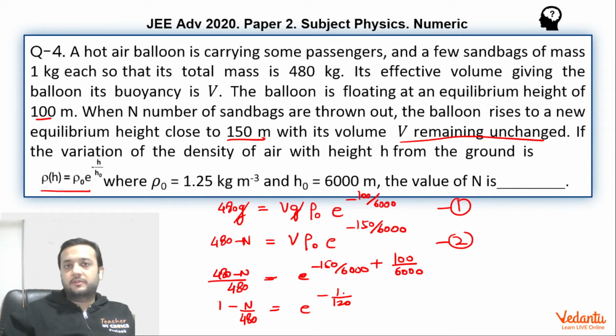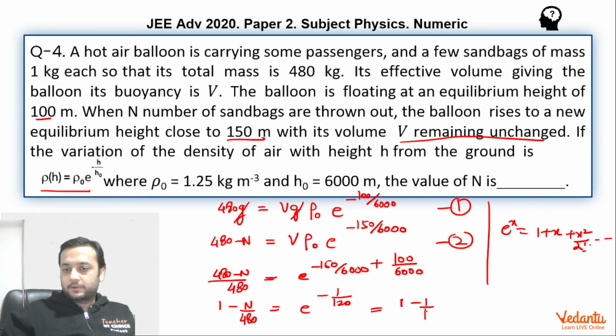Now this we can expand using the expansion of e to the power x. Since minus 1 by 120 can be considered a very small quantity, what is the expansion of e to the power x, by the way? e to the power x is 1 plus x plus x square by 2 factorial and so on, right? Since this is a very small quantity, we can neglect the higher powers. So we can say that this will become 1 minus 1 upon 120. So from here you can see 1 will cancel out, and it is easy to see that n becomes 4.